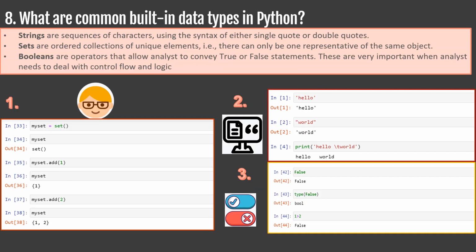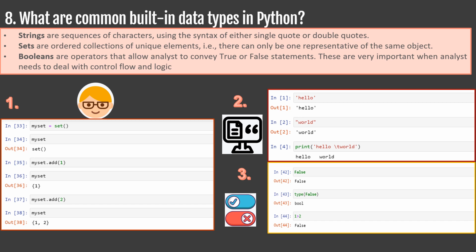Question number 8. What are common built-in data types in Python? Strings are sequences of characters using the syntax of either single quotes or double quotes. Sets are unordered collections of unique elements, that is, there can be only one representative of the same object. Booleans are operators that allow analysts to convey true or false statements. These are very important when an analyst needs to deal with control flow and logic.